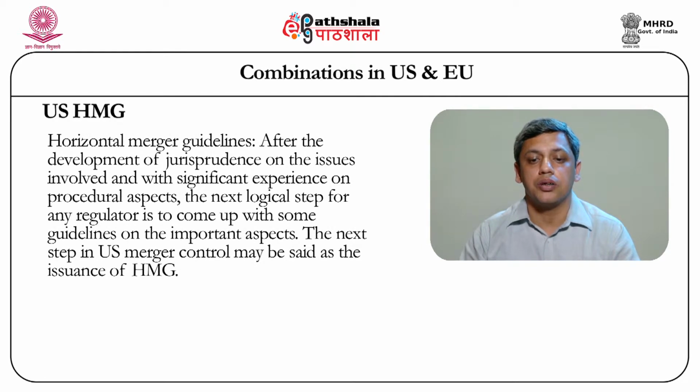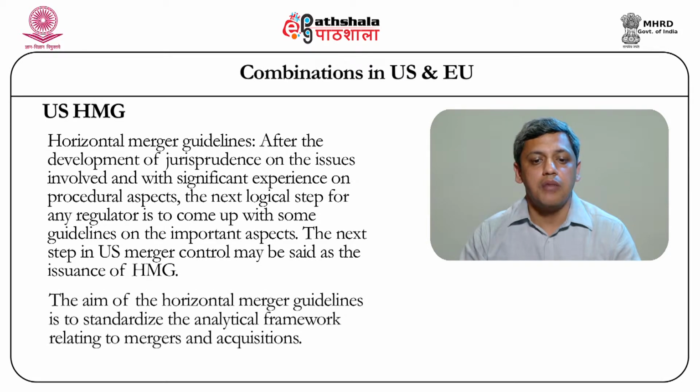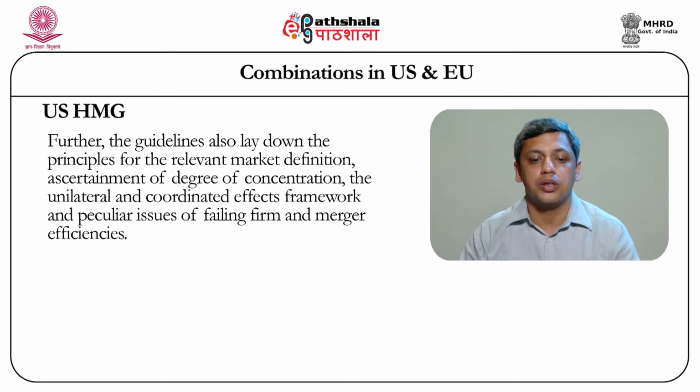After the development of jurisprudence on the issues involved and with significant experience on procedural aspects, the next logical step for any regulator is to come up with some guidelines on the important aspects of regulation. The next step in US merger control may be said as issuance of horizontal merger guidelines. The aim of horizontal merger guidelines is to standardize the analytical framework relating to mergers and acquisitions. These guidelines describe the principal analytical techniques and the main types of evidence on which agencies usually rely to predict whether a horizontal merger may substantially lessen competition. Further, the guidelines also lay down the principles for the relevant market definition, ascertainment of degree of concentration, the unilateral and coordinated effects framework, and peculiar issues of failing firm and merger efficiencies.